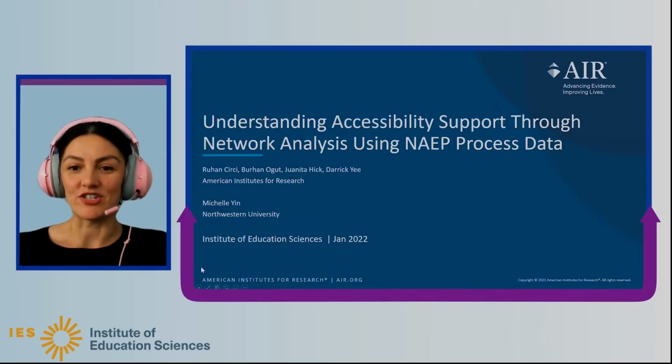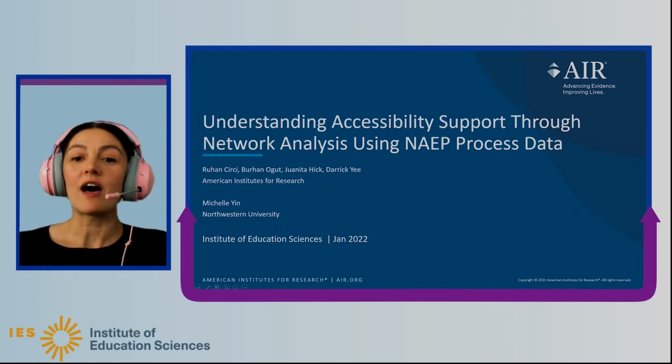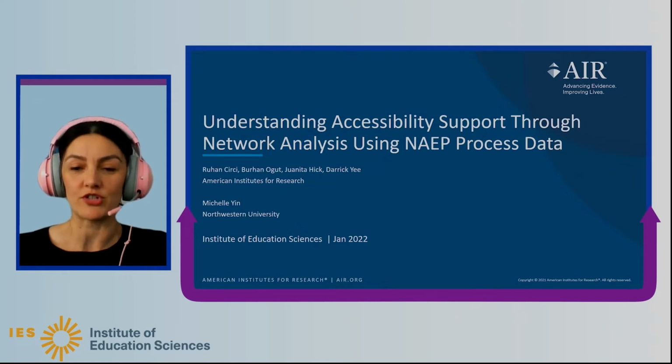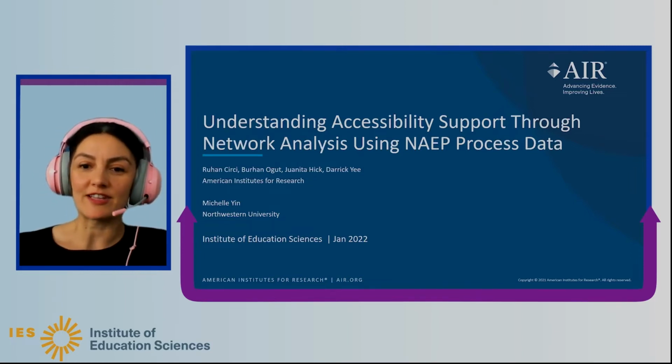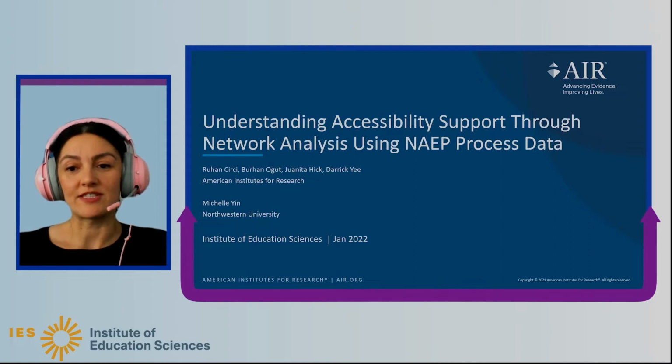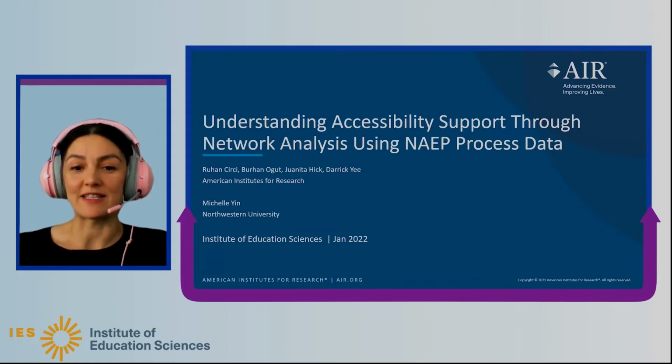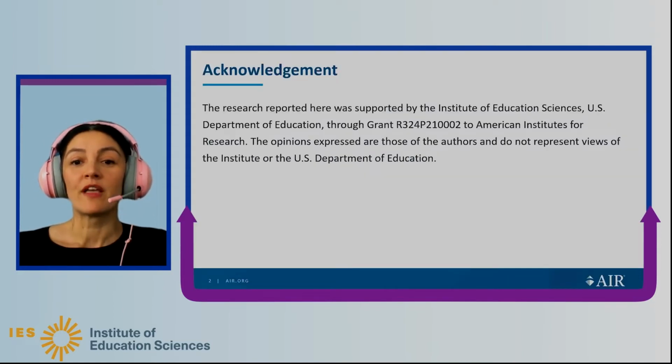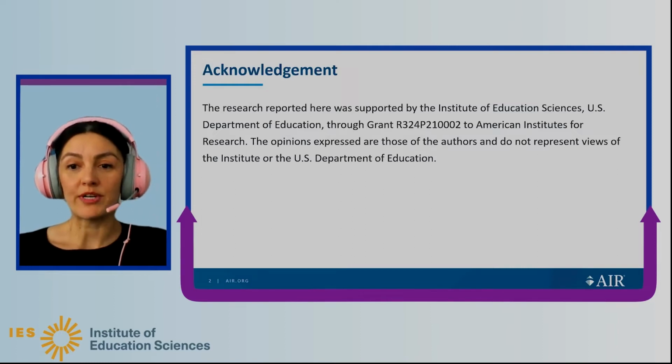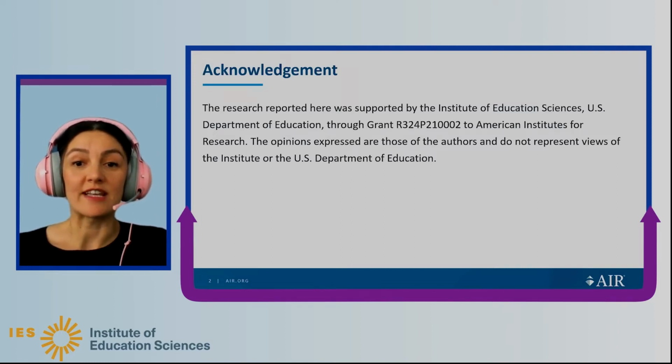In this presentation, I'm going to talk about how we can use graph theory approaches to examine potentially complex relationships between accessibility features. Moving forward, I will be sharing our preliminary exploration results using block level data from NAEP 2017 Grade 8 Mathematics Assessment. This work has been supported by Institute of Education Sciences through the grant to American Institutes for Research.